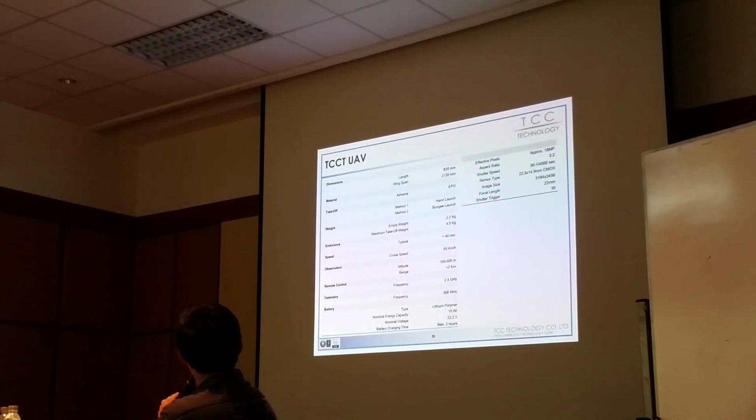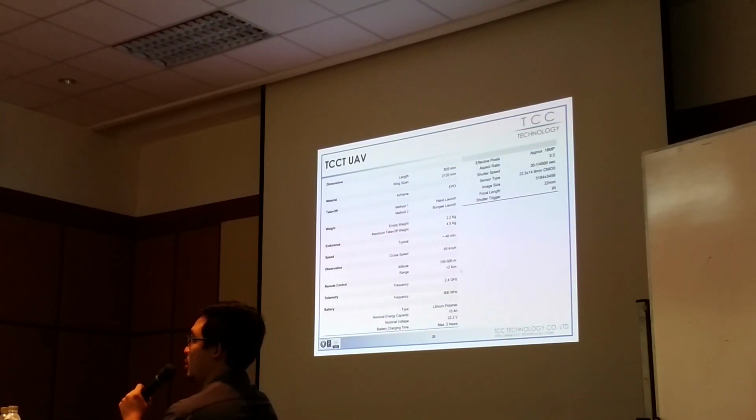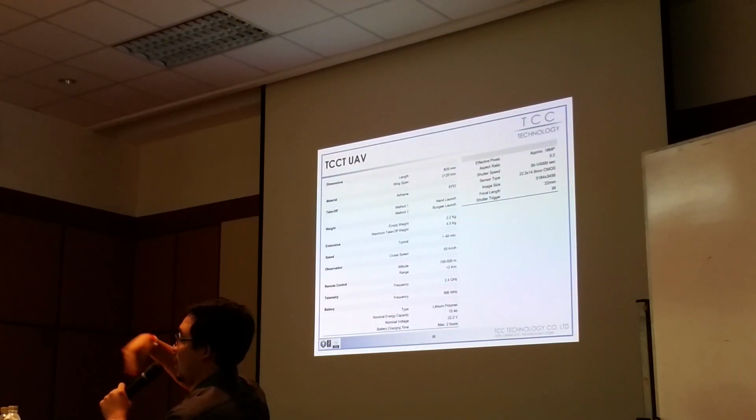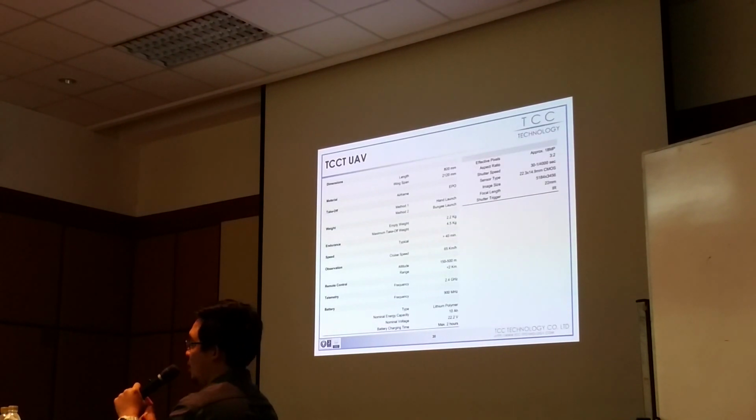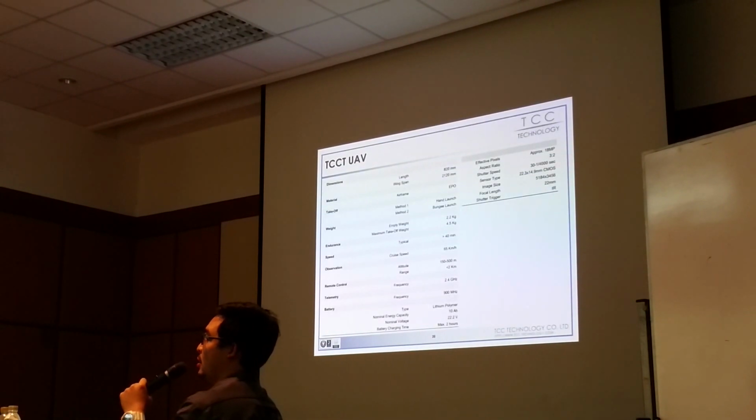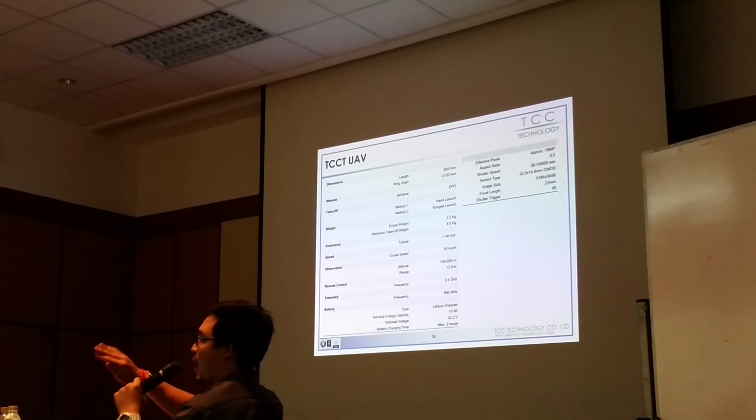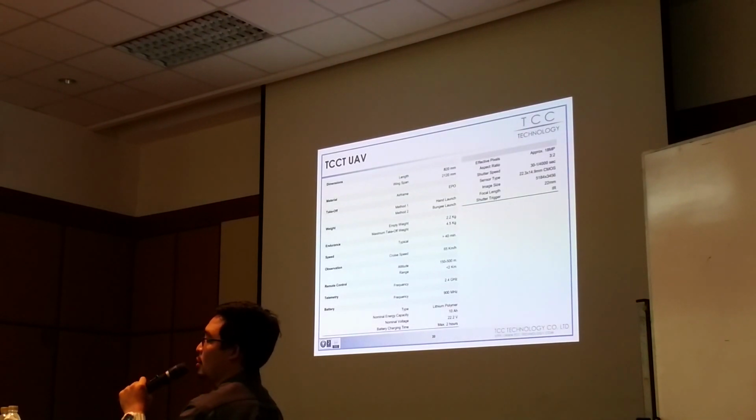The observation altitude, normally we will work between 150 meters and 300 meters above ground. Maybe you will have a question why we don't fly higher than 500 meters, because we can cover a larger area, right? The answer is that if you fly higher than 500 meters, it's really dangerous for commercial airplanes, okay? Because normally they will fly higher than 500 meters.